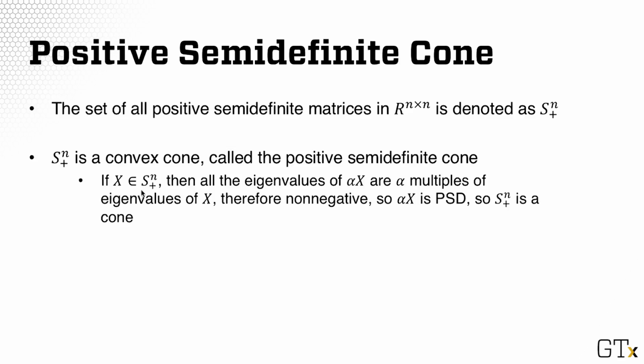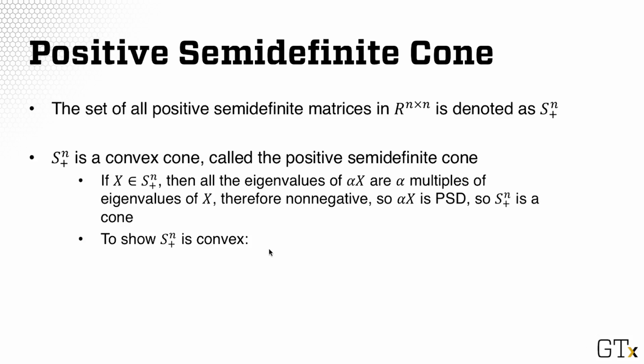If you pick any matrix X in the positive semi-definite cone, then all the eigenvalues of X are non-negative. And if you scale X by a non-negative scalar alpha, then the scaled matrix has scaled eigenvalues. The eigenvalues of alpha X are alpha multiples of the eigenvalues of X, and therefore also non-negative. So alpha X is also in the positive semi-definite cone. Therefore, this positive semi-definite cone is actually a cone.